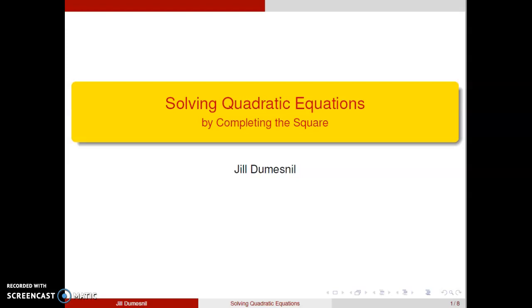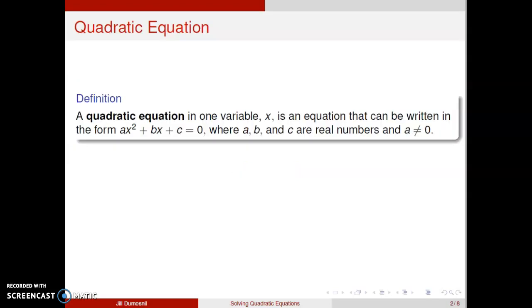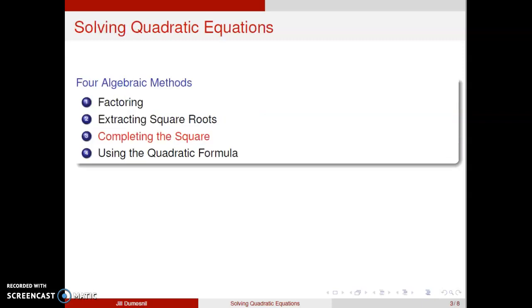In this video, we solve quadratic equations using a technique known as completing the square. A quadratic equation in one variable x is any equation that can be written in the form ax squared plus bx plus c equals 0, where a, b, and c are real numbers and a is non-zero. There are four algebraic methods for solving quadratic equations in one variable. This video concentrates on the third method.